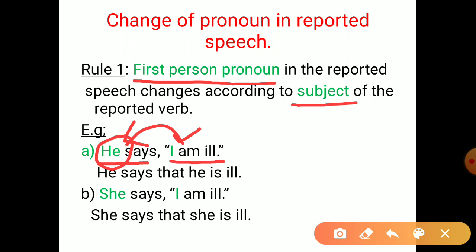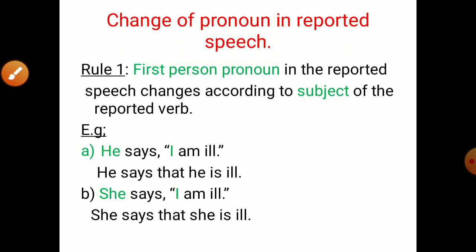That's why while changing it into indirect speech, we write he says, and instead of the comma, we use the conjunction that. He says that he is ill. So I am ill changed into he is ill. Why did I change into he? Because first person pronoun changes according to the subject of the reported verb. Okay, we discussed it yesterday. There's another example. She says, I am ill. Again, in the reported speech, we have used this I. I is the first person pronoun. Again, it will change according to the subject, which is she. So she says that she is ill. Okay, so this is about first person pronoun.